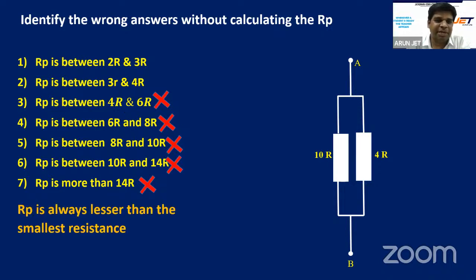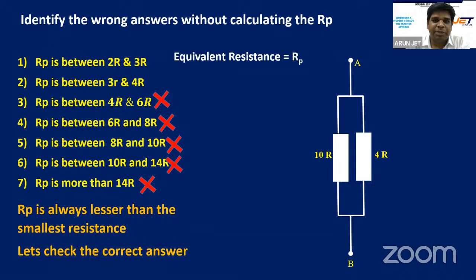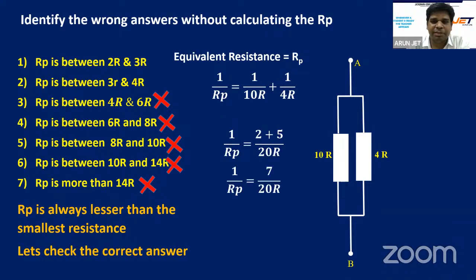All right, here's a statement. RP is always lesser than the smallest resistance. Now let's take the correct answer. Equivalent resistance is RP. So 1 by RP is equal to 1 by 10R plus 1 by 4R. Simplifying further, 1 by RP is equal to 7 by 20R. RP is equal to 20R by 7. So that's approximately 2 point something. So that's between 2R and 3R.